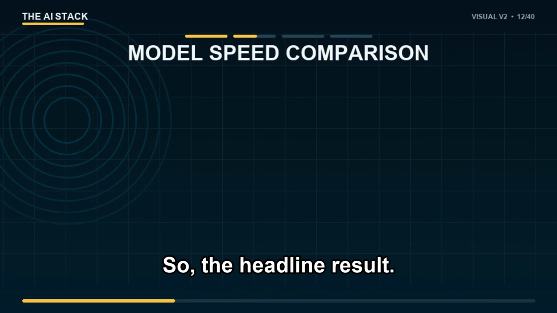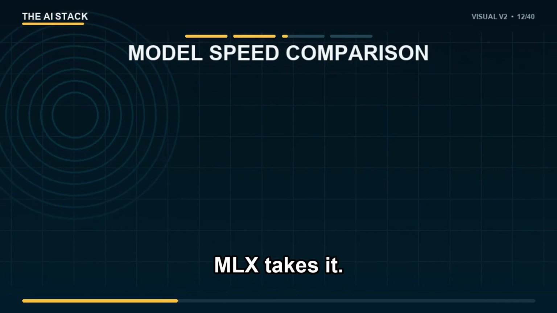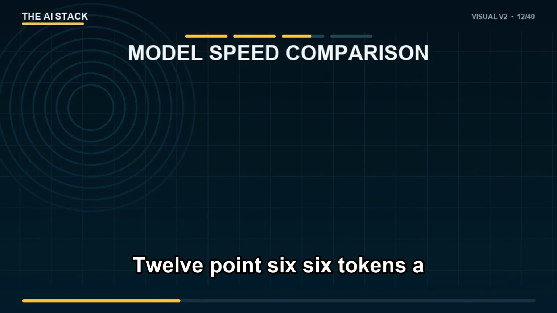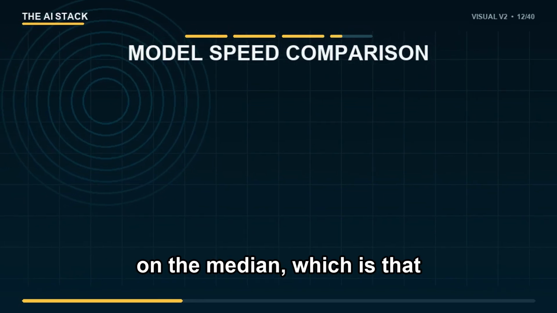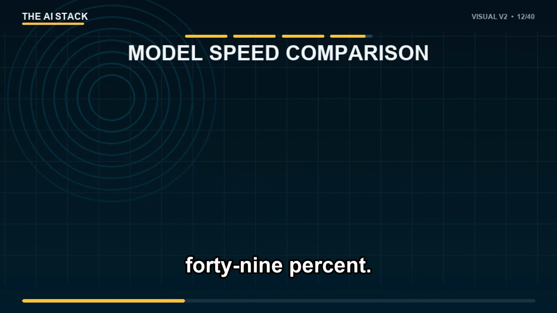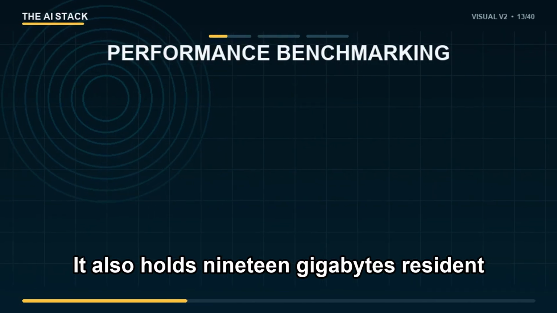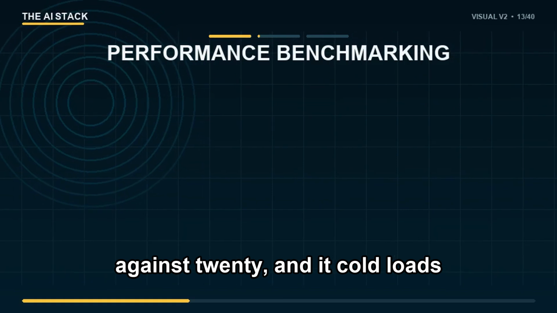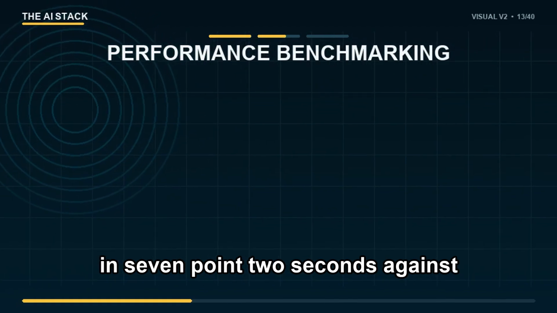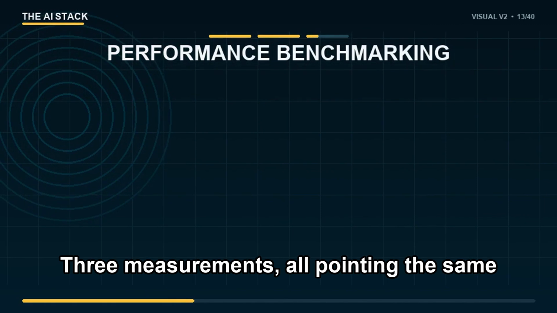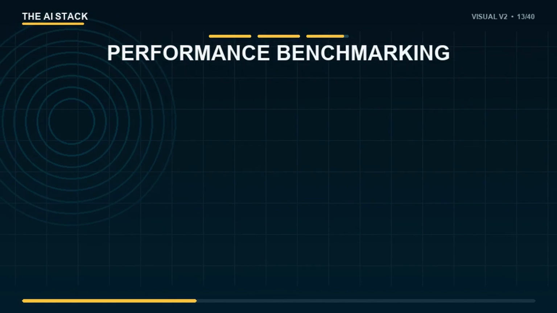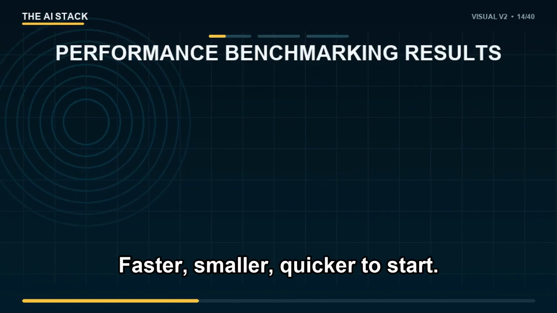So, the headline result. MLX takes it. 12.66 tokens a second against 8.52 on the median, which is 49%. It also holds 19 gigabytes resident against 20, and it cold loads in 7.2 seconds against 11.8. 3 measurements all pointing the same way. Faster, smaller, quicker to start.